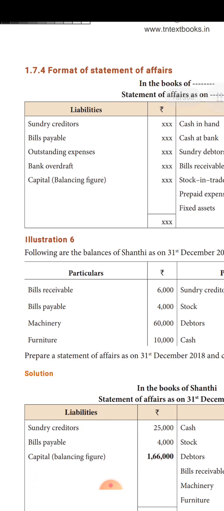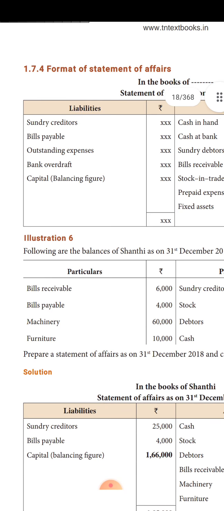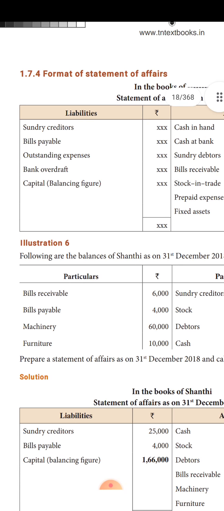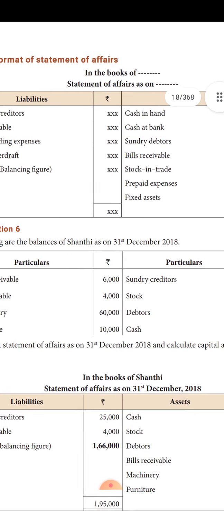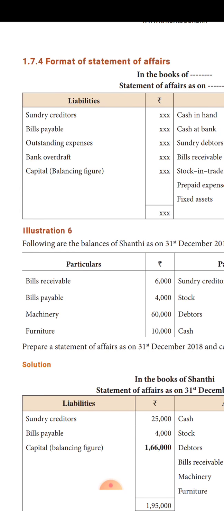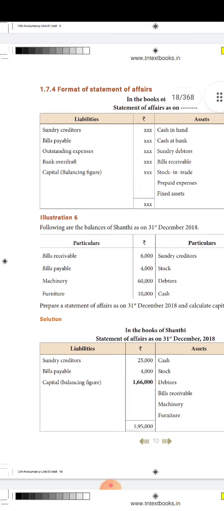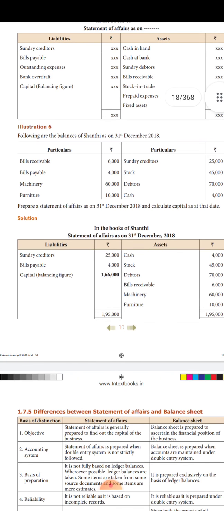On the liability side, outstanding expenses. On the asset side, prepaid expenses. Outstanding expenses means the amount we have to pay. Prepaid means we already paid. And bank will come on the asset side. On the left side, that means the liability side, bank overdraft will come. So finally we will arrive at the capital. Understand? By using that format, you just solve this sum.